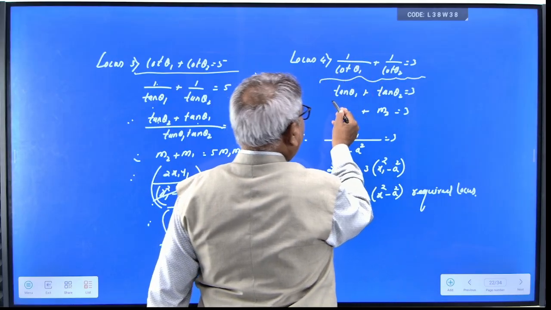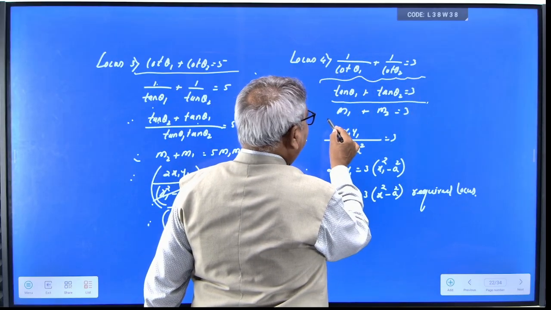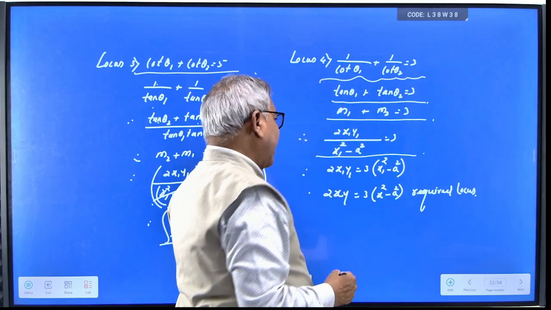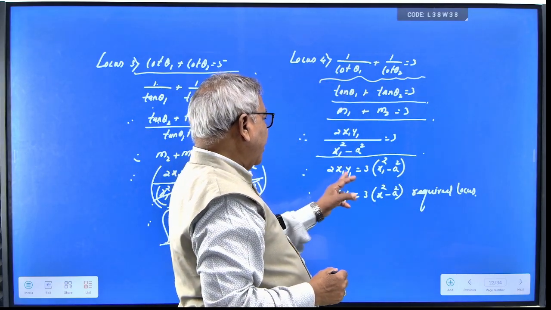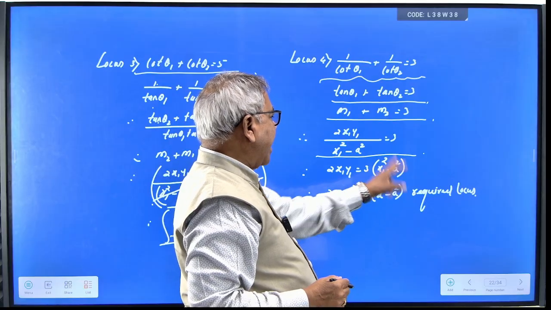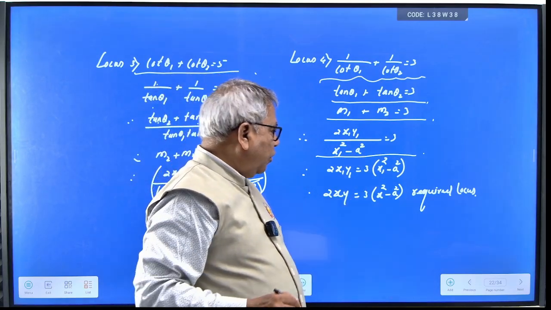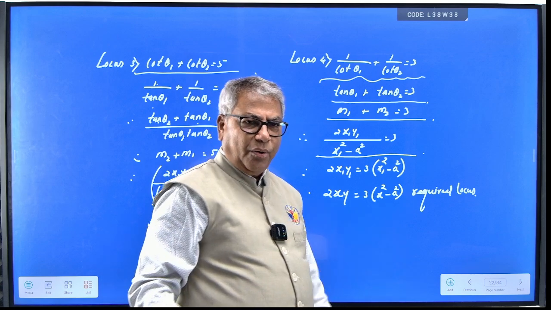That is nothing but tan theta 1 plus tan theta 2 is equal to 3. That is, m1 plus m2 is equal to 3. So 2x1y1 upon x1 square minus a square is equal to 3. So 2x1y1 is equal to 3 into bracket x1 square minus a square. 2xy is equal to 3 into x square minus a square, the required locus.